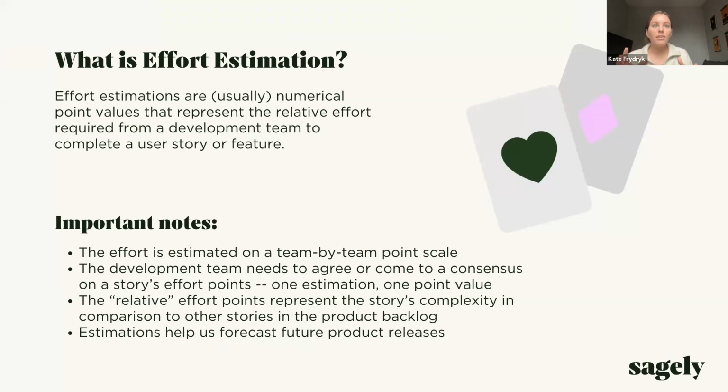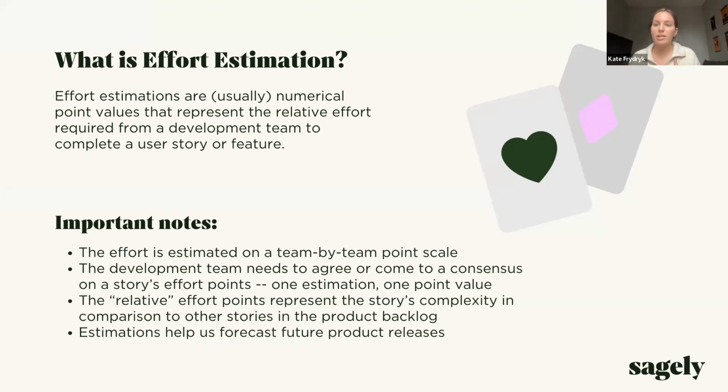When I say relative, it represents the story's complexity in comparison to other stories in the backlog. So we'll want to have one anchoring story, like this is a 1, and we all know what this story is a 1. It's fixing a widget. And then we'll point all of our other stories in comparison. Okay, we know that this is a 1. Does this equal more effort or less effort than this story point that's a 1?